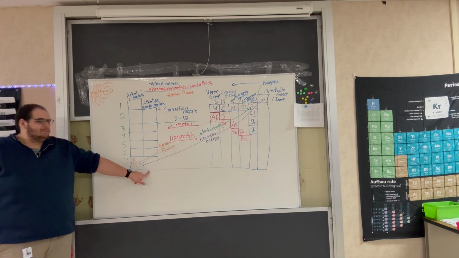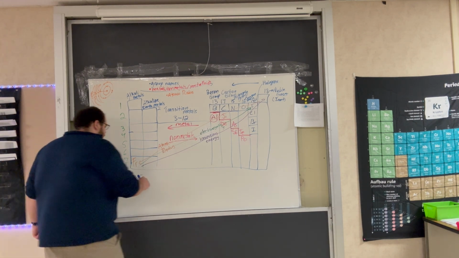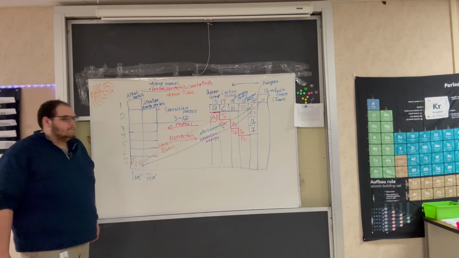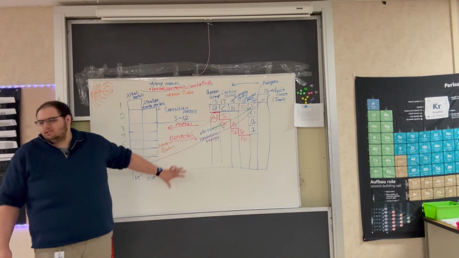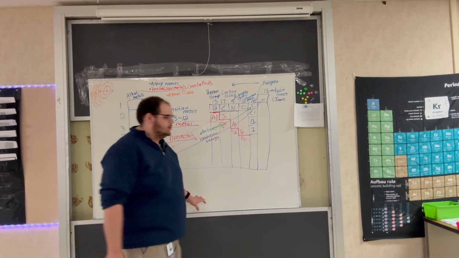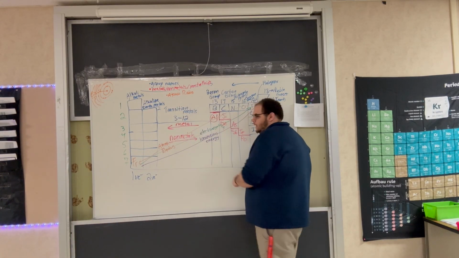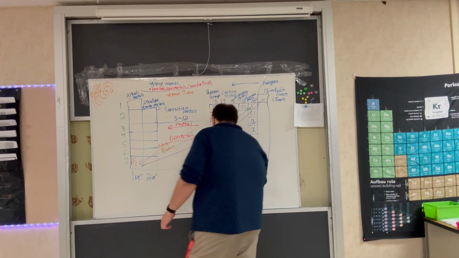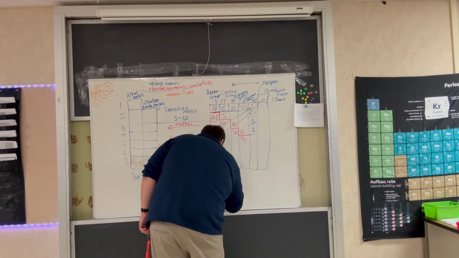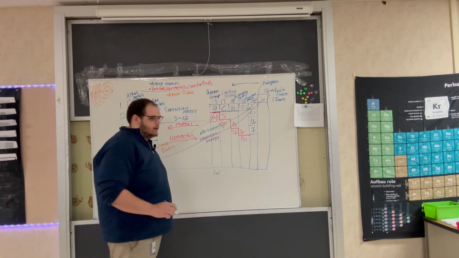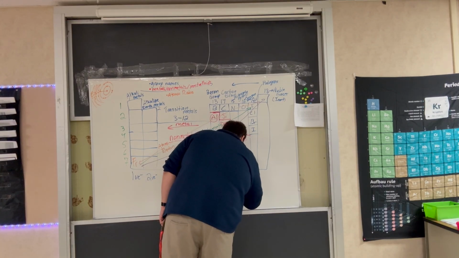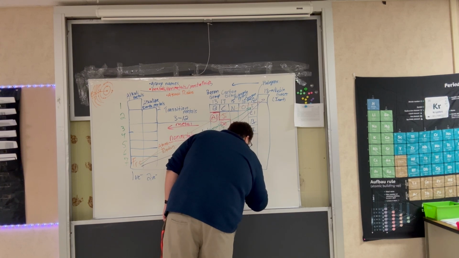How many do you think group 2 has? 2 valence electrons. We're going to skip the transition metals because they have their own fancy rules. And we're going to go to column 13. How many do you think 13 has? Nope, 3. Nice. What about 14? That's 4. 15? 16? 17? And 18.